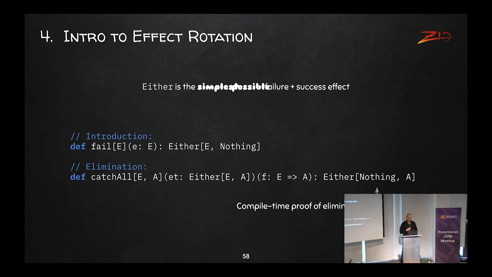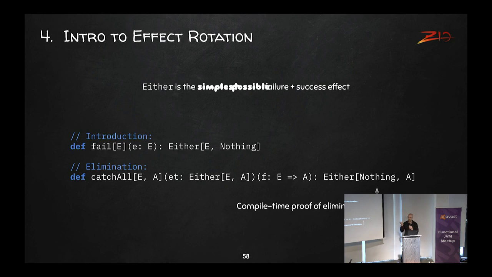And the interesting thing about the Either data type is it supports effect introduction and elimination. Given a value of type E, we can create an Either such that it will fail with that E. But it also supports elimination in the following sense: given an Either and a way to turn that E into an A, we can remove the E from the type signature and replace it with Nothing, indicating that we've eliminated the potential for that effect to fail.